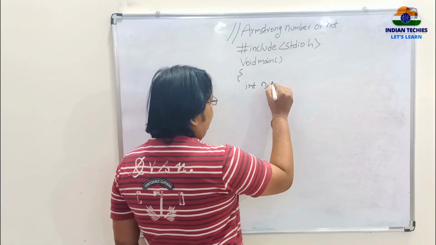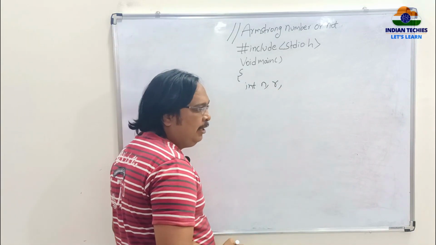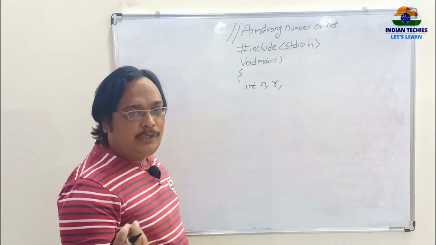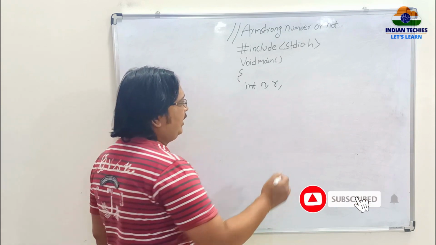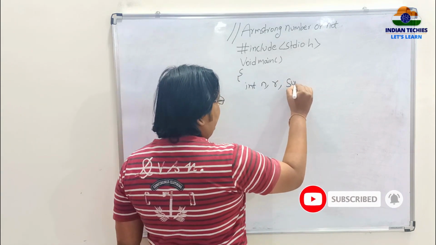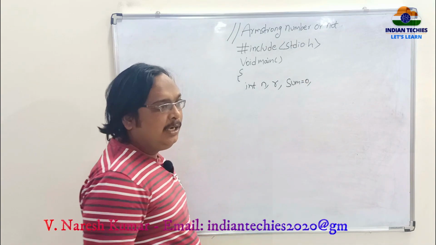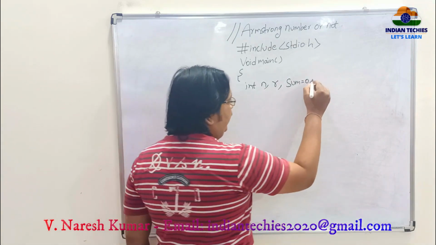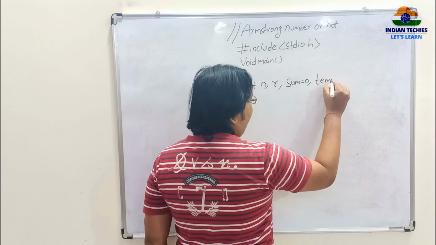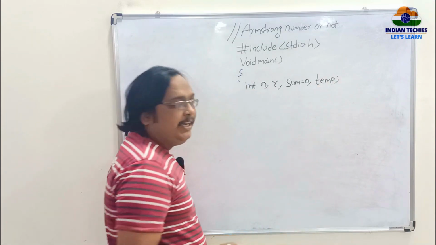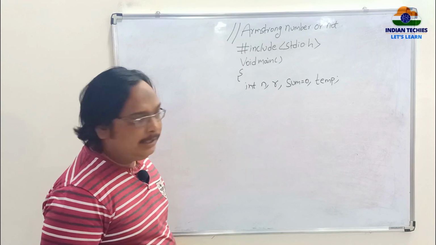Next, to store the remainders, to calculate all the remainders, we are taking one more variable called sum. Initially I am placing 0. Next, I am taking one more variable called temp. I will let you know why we are going to take an extra variable temp. You will understand it later.